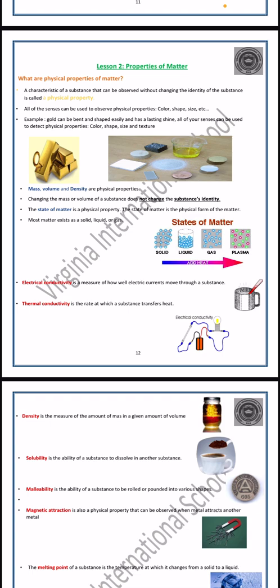So the mass is considered a physical property, and also the volume and also the density, because all of these factors, we can see them. We can see the mass of the object if it's low weight or high weight. We can know the volume, and also we can know the density if this object will float or sink in the water.